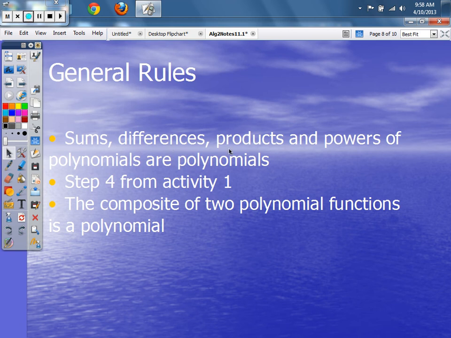Okay, so here are the general rules for this section. Sums, differences, products, and powers of polynomials are still going to be polynomials. You can find them easy enough by adding, subtracting. Remember to distribute the negative sign. Multiply, where you'll double or triple distribute or more, and you could take them to powers themselves. Step 4 from the activity tells us how we can get a degree by doing this. You might have to add the degrees, you might have to multiply them. And when you take the composite of two polynomial functions, we're still going to get a polynomial function. It just will be of a larger degree.